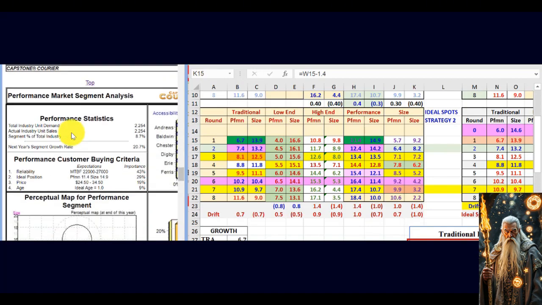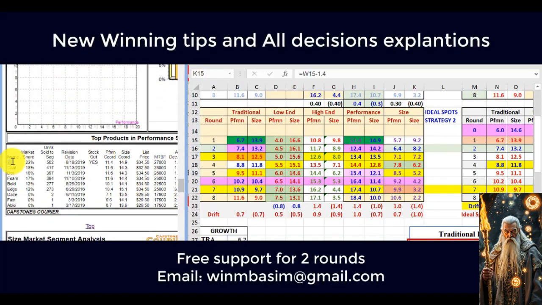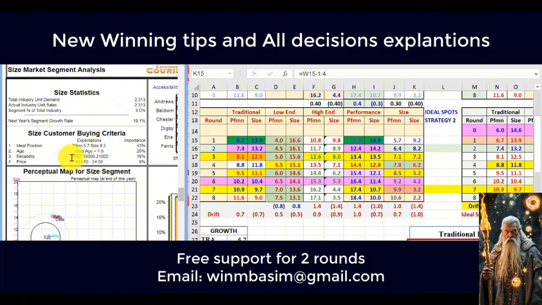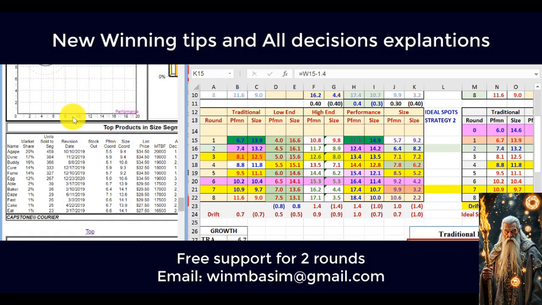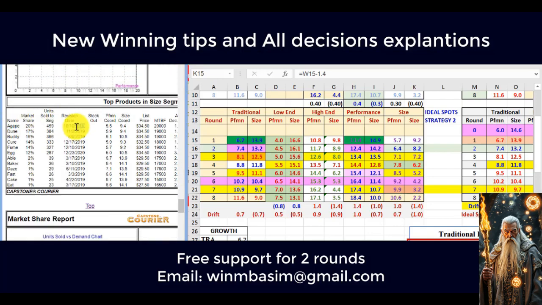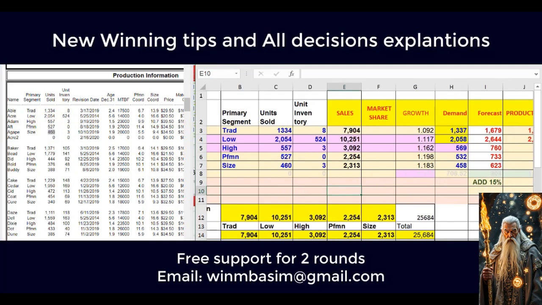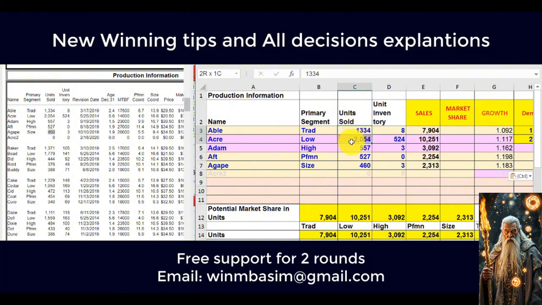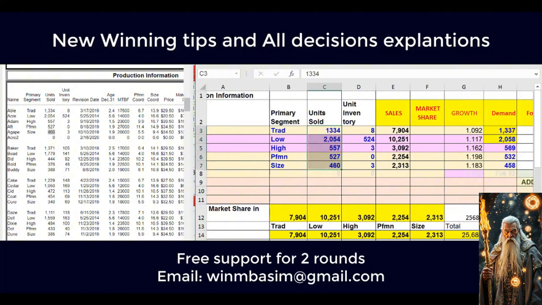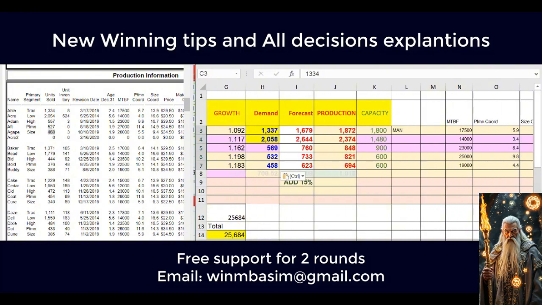For any new products, set the launch performance/size coordinates based on the segment drift data so the product lands perfectly on the ideal spot at launch. Set the launch date to June, July, or August. This ensures the product starts selling in the same year and contributes to your revenue early. If a product is already optimal, as shown in the customer buying criteria and your Round 1 sales data, you may choose not to update it to avoid unnecessary downtime.